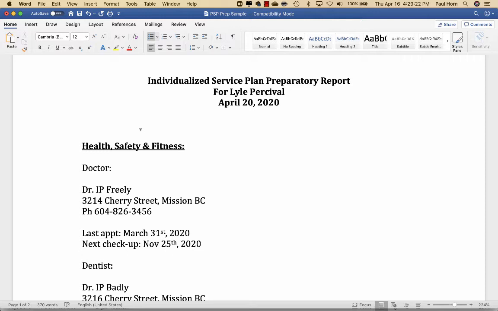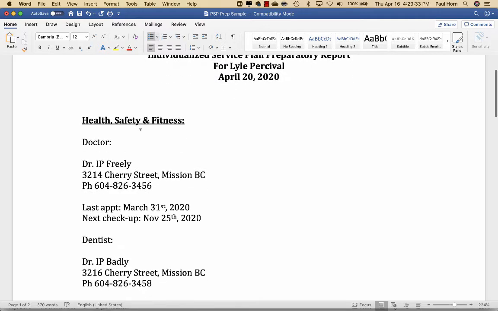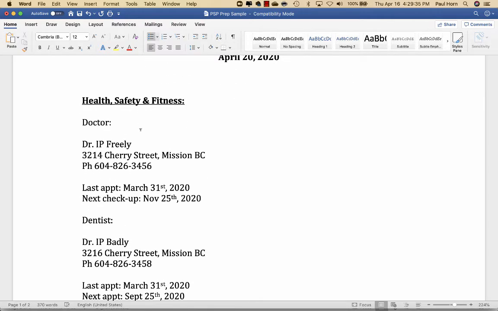So we're going to work with a fictitious client we'll call Lyle Percival. And this particular preparatory report is fictitiously going to go out to people on the 20th of April 2020. So what we would have had to do before that is do some data collection. And one of the most basic forms of data collection is for us to go and get a medical checkup done. In this case, he will need to go and see his family doctor. And he just has a family doctor, Dr. I.P. Freely, and he has a dentist, and we'll have to get a dentist checkup.